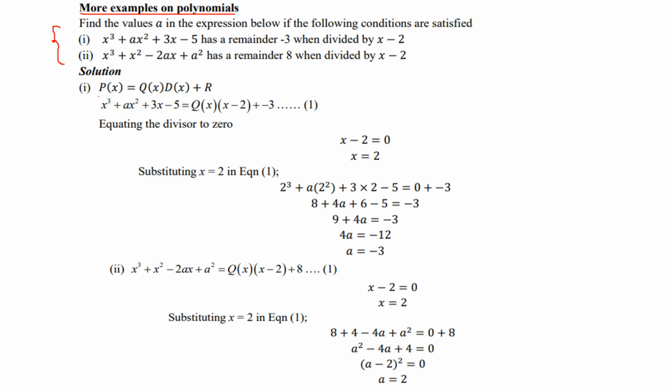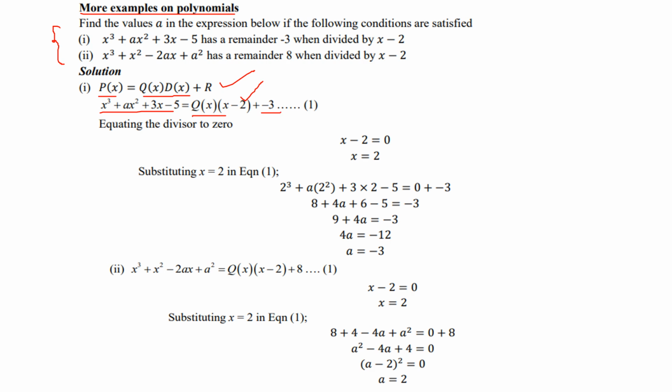Any polynomial function of x is given by a quotient of x multiplied by its divisor, and then you add its remainder. And we are saying that in this case our polynomial function of x was x cubed plus a x squared plus 3x minus 5, and is given by the quotient. Now in this case we don't know the quotient, but we are given the divisor as x minus 2, and then plus our remainder. In this case our remainder was given as negative 3.